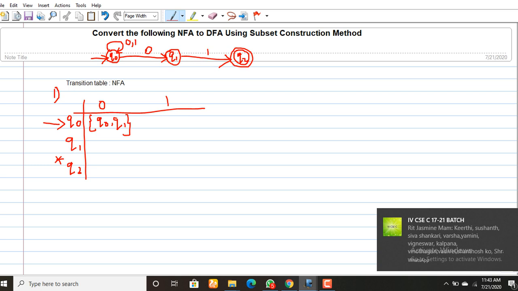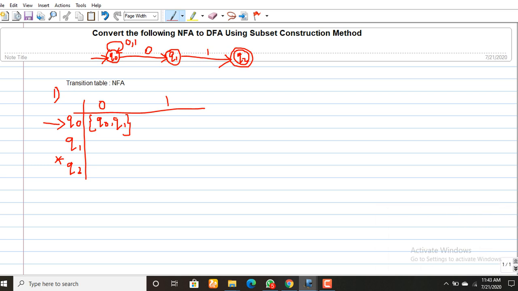Then on receiving 1, Q0 goes to Q0 itself. From Q1 on receiving 0, there is no transition for the input 0. On receiving 1, Q1 goes to Q2. From Q2 there is no transition for both 0 and 1, so here we should add phi. Okay, this is the transition table for the NFA.